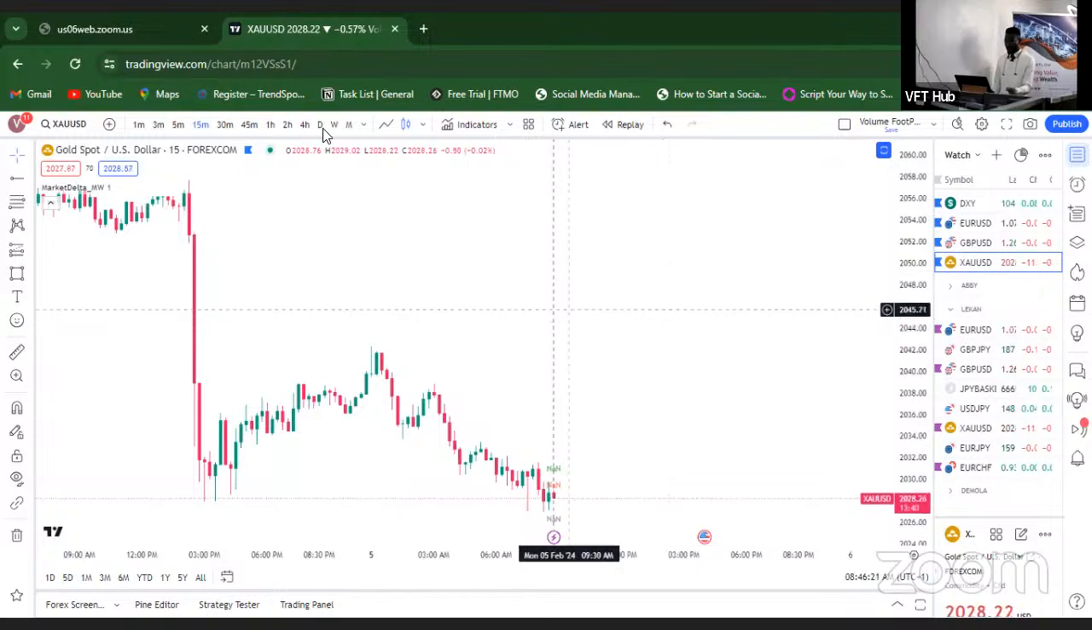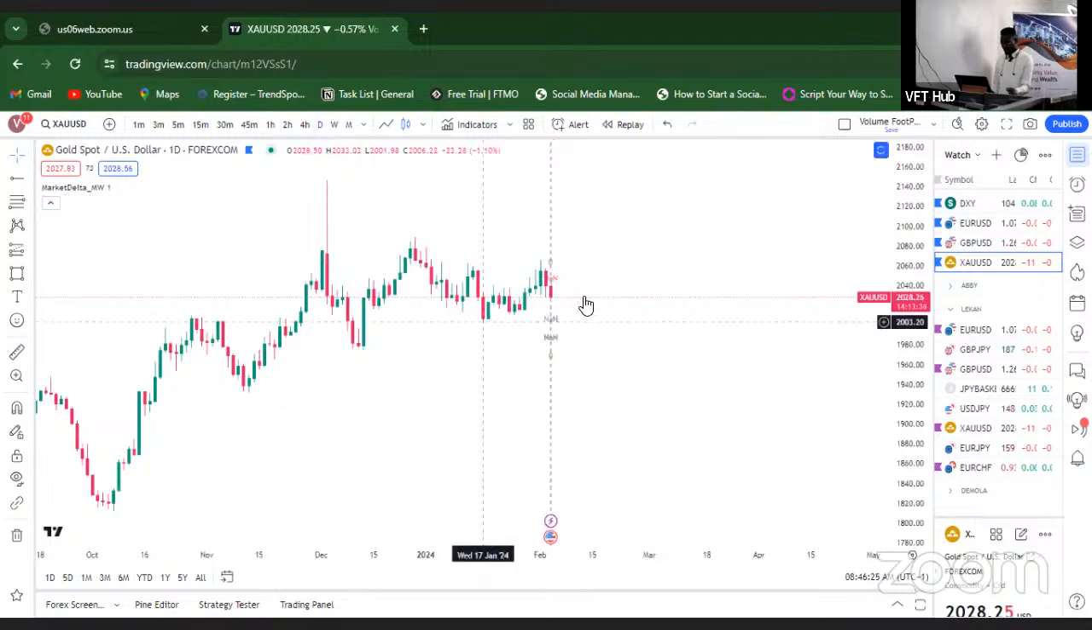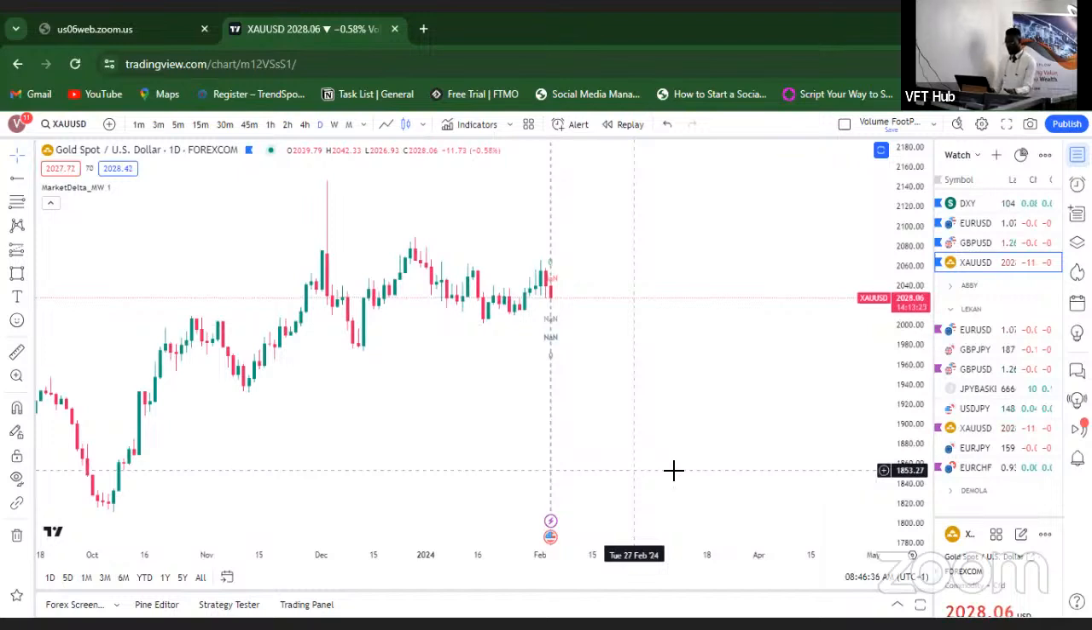Okay, now going forward this week, we expect gold to rally a bit to the upside before it tanks back to the downside. So that is what we are expecting on gold. Allow it to rally a bit, then before it tanks back to the downside. That is what we are looking out for on gold.